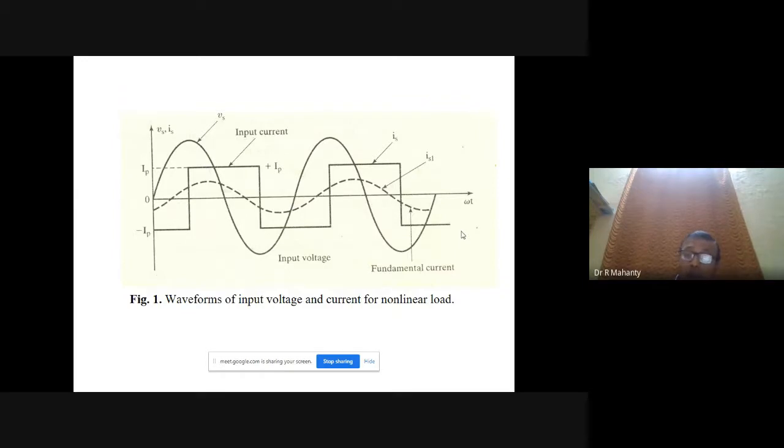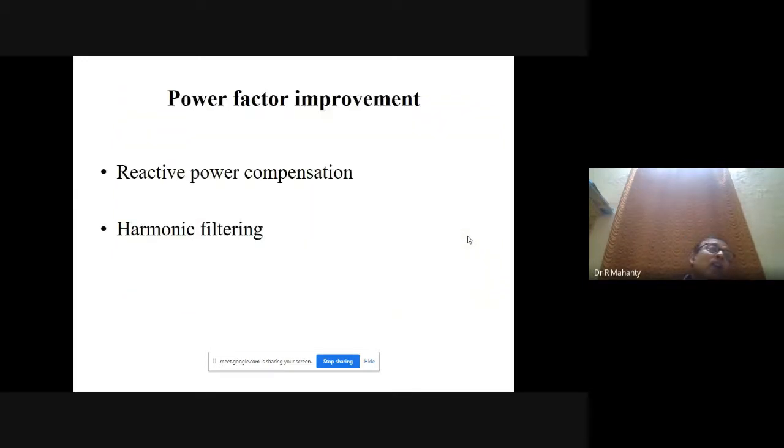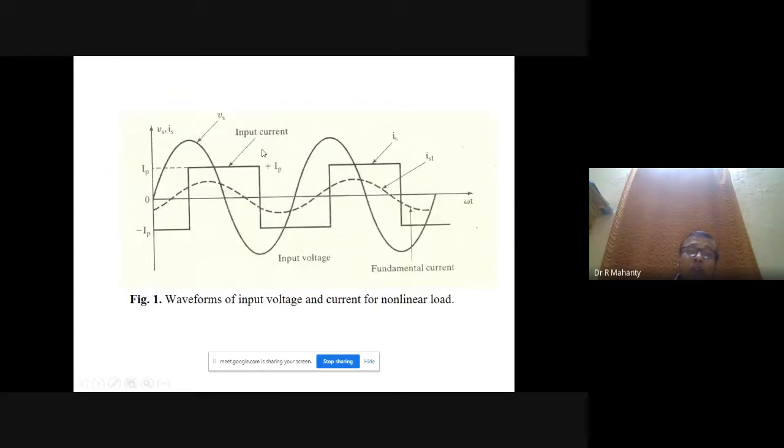Now come to power factor improvement. For power factor improvement, there are two things. One thing is that you have to improve the displacement power factor, and the other thing is that you have to improve the distortion factor. Now, what is reactive power compensation? For reactive power compensation, you have to reduce the angle between the fundamental component of current and the voltage. So, if you improve this, the displacement power factor will improve. And the other part is I1 by IS. How will you improve I1 by IS?